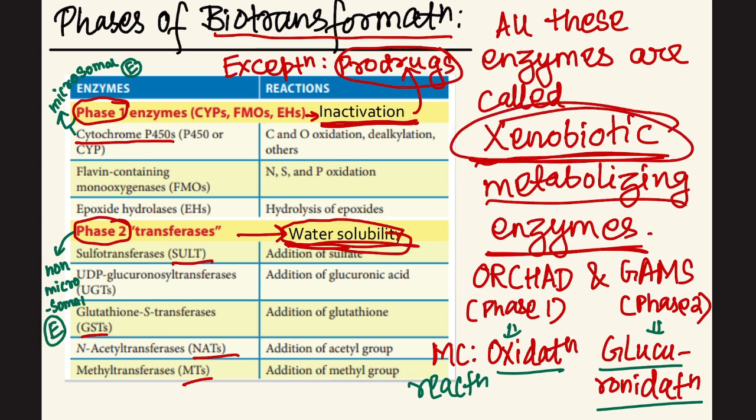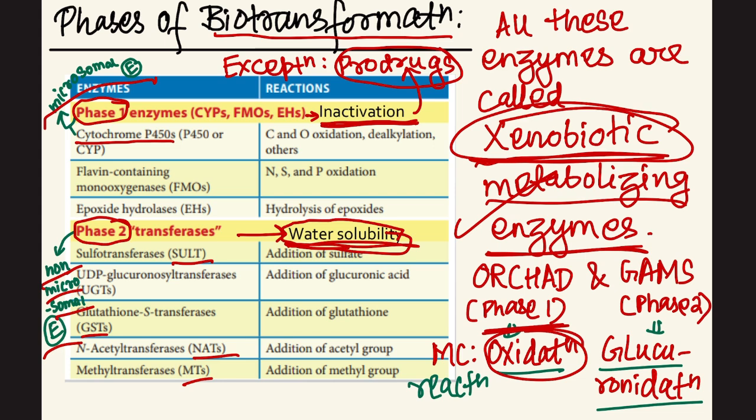So anything foreign to the body is called a xenobiotic. These enzymes are called xenobiotic metabolizing enzymes, and most of the phase 1 enzymes are microsomal enzymes, responsible for carrying out several reactions. We will be discussing that. The most common phase 1 reaction is oxidation. Then we have the phase 2 enzymes, which are responsible for increasing the water solubility of the drug, and here mainly we have non-microsomal enzymes mediating these reactions.